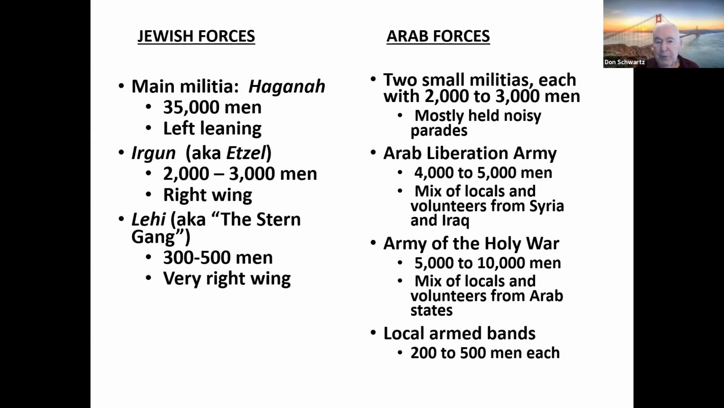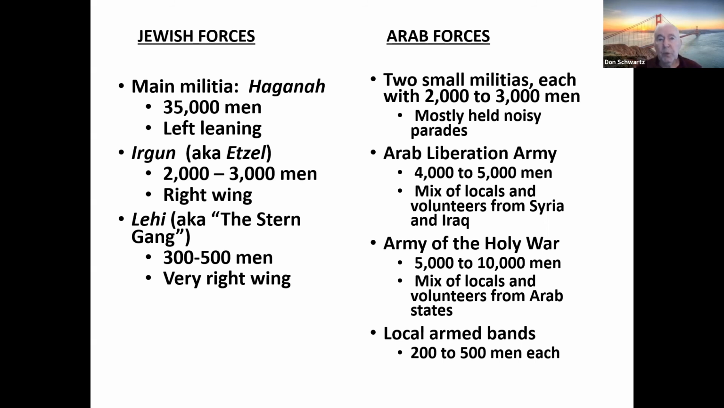There was an Arab Liberation Army of between 4,000 and 5,000 men, and another Arab force known as the Army of the Holy War, which numbered between 5,000 and 10,000 men, as well as between 200 and 500 local armed bands. But in total, the Jewish forces amounted to 38,000 soldiers to 20,000 for the Palestinian side.